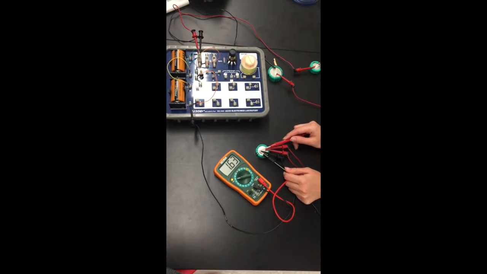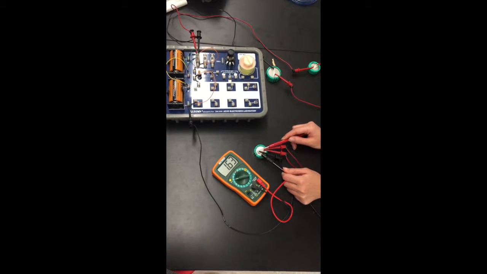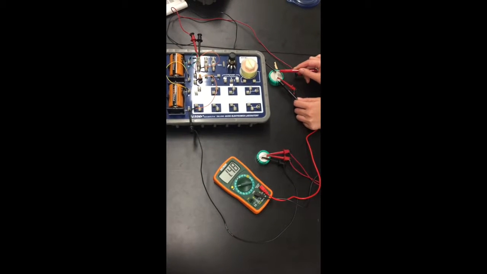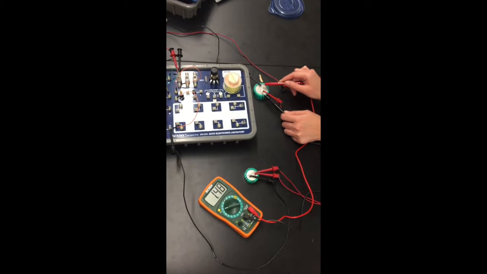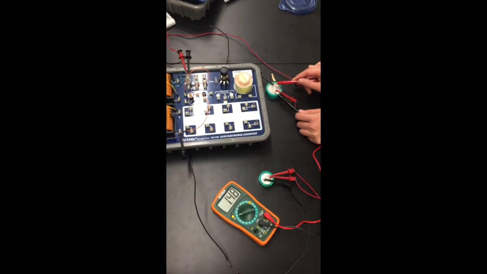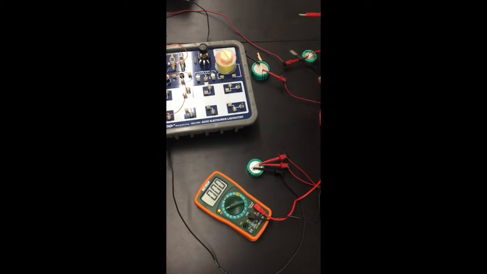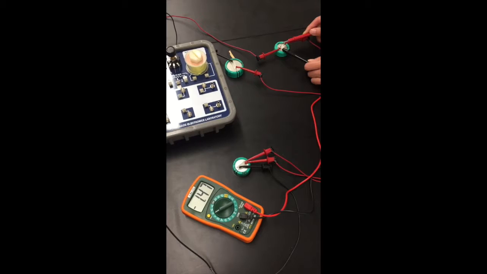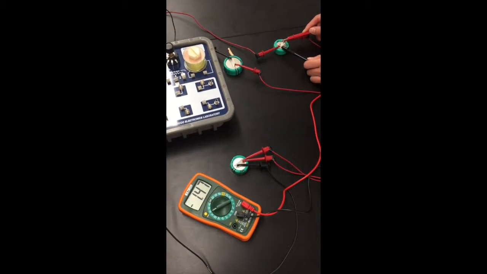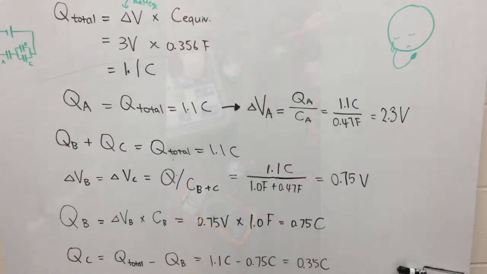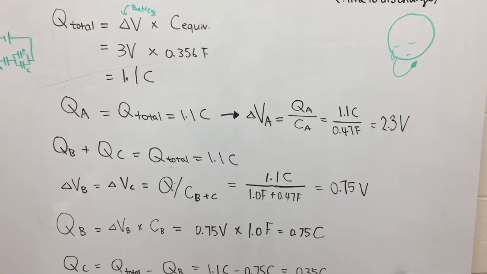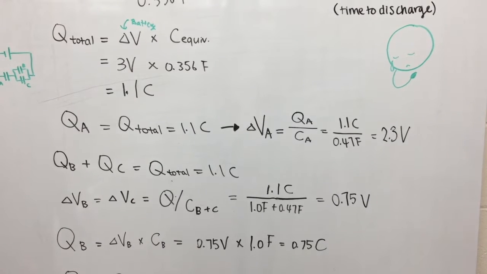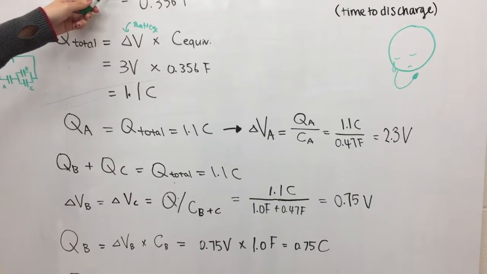So the voltage across capacitor A is around 1.63. The potential difference for capacitor B is around 1.48. And the potential difference for capacitor C is around 1.47. According to our previous calculation, the amount of charge on A is 1.1 coulombs, based on the knowledge that capacitor A has a capacitance of 0.47 farads.